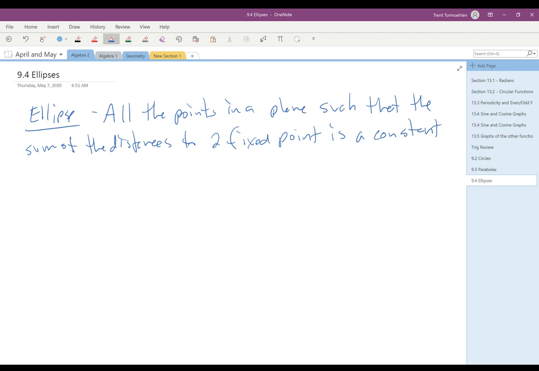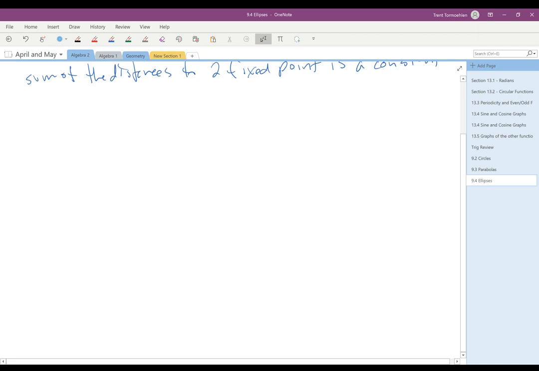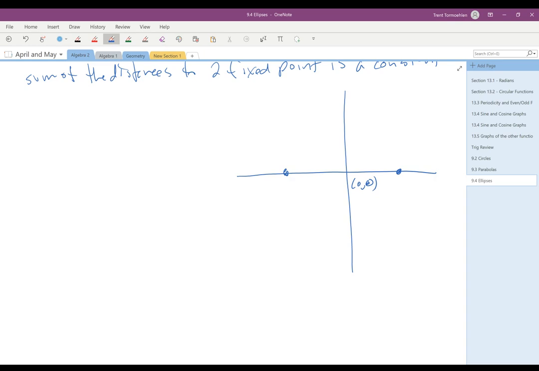So what we're going to start by doing is the case where the foci are on the x-axis, and the midpoint between the foci is 0, 0. This is the easiest case of these. We'll get into situations where it's not like this later, but for now we're just going to look at it where the midpoint between the foci is 0, 0, and both of them are on the x-axis.